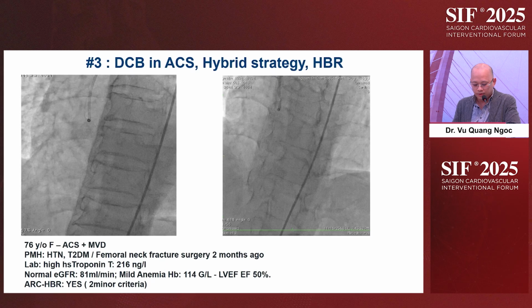And this is the third case, a 70-year-old female with ACS and multivessel disease, and a past medical history of hypertension and type 2 diabetes. She also had femoral neck fracture surgery 2 months ago, and she was at high bleeding risk.